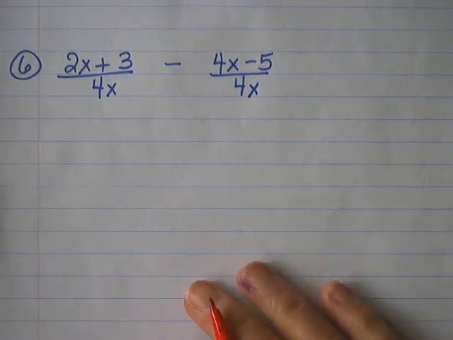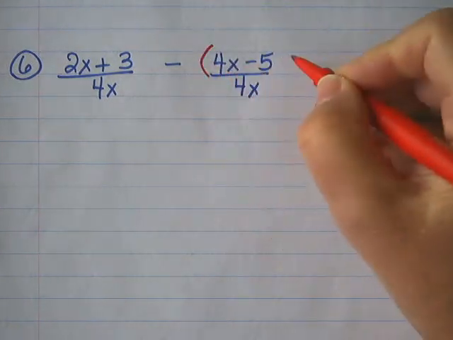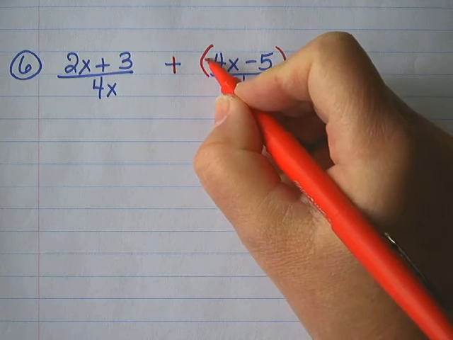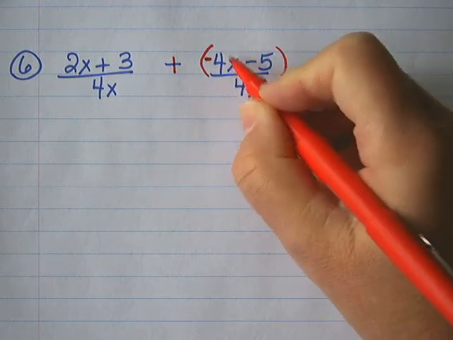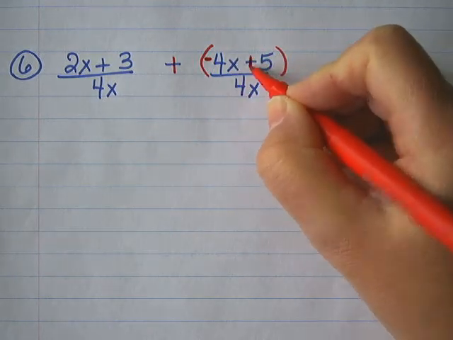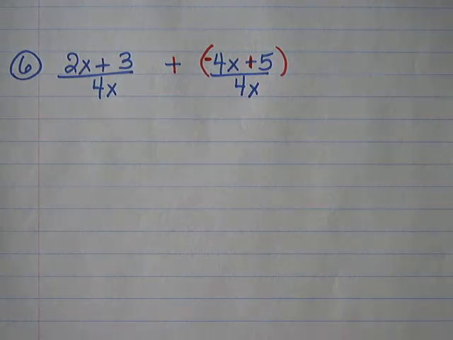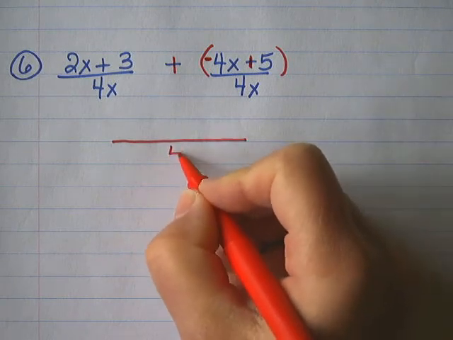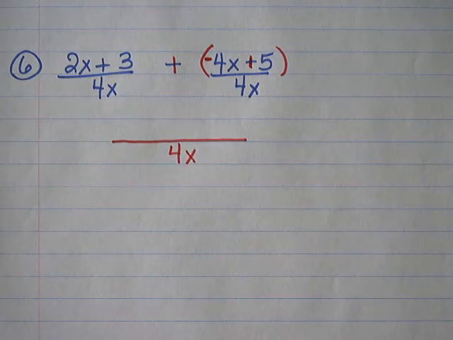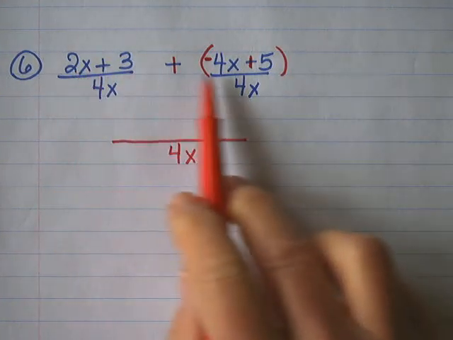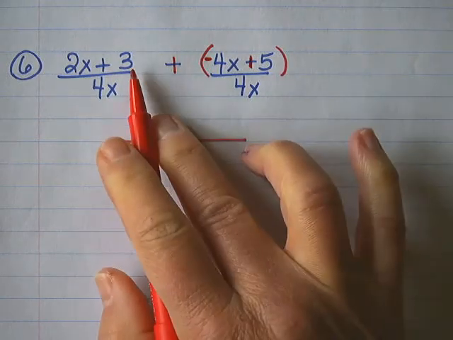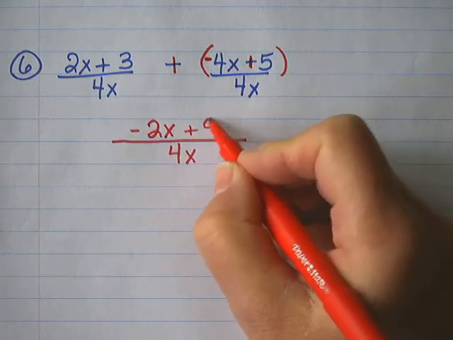All right. So what I do is I remind myself this is a family, and for subtraction, I'm going to add the opposites. So I'm going to change that to a negative 4x and this to a positive 5. I'm then going to combine like terms in the numerator and leave that 4x in the denominator. So 2x plus negative 4x is negative 2x. And 3 plus 5 is a positive 8.